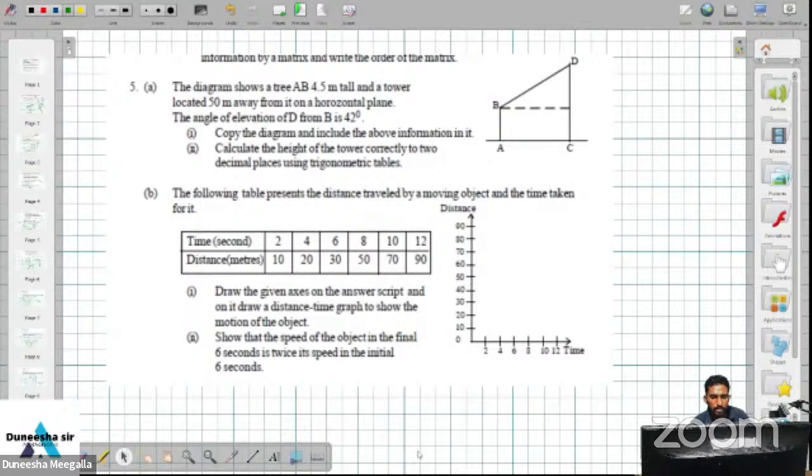Okay, can you do it? Can you do it? Use the trigonometric table.